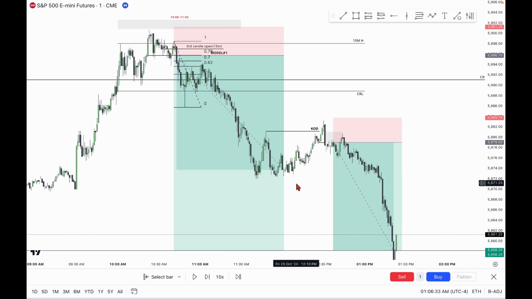As soon as the trade goes in your favor, book partials at the 50% level. This will help protect your capital and improve your win rate.